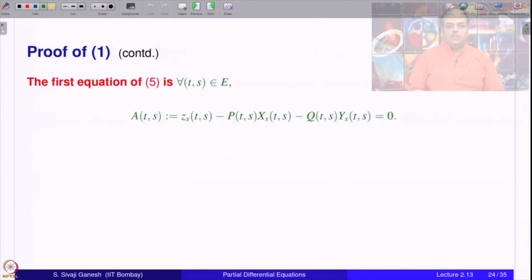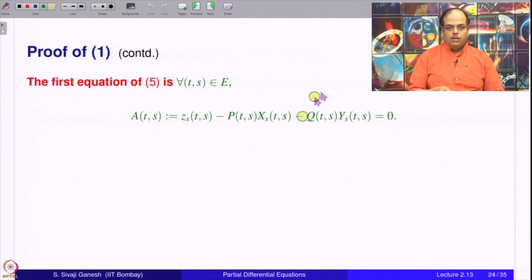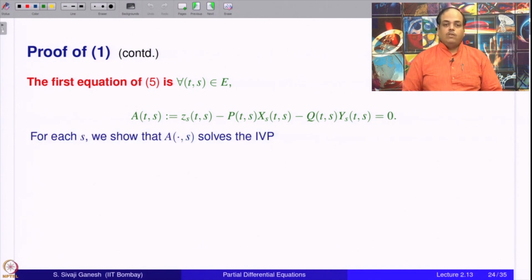The first equation is this, we want to show that this thing is equal to 0, let us call it A(t,s). We want to show that A(t,s) is 0 for every (t,s) in E. How are we going to show this? Because this features derivatives with respect to s, that may be the difficulty.